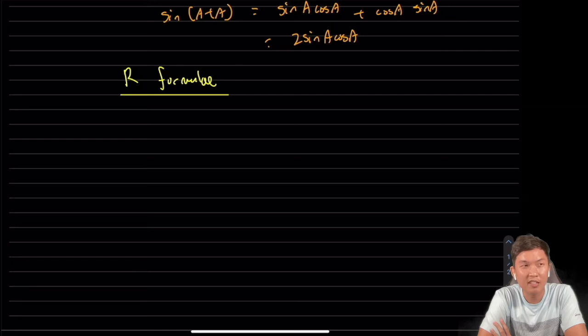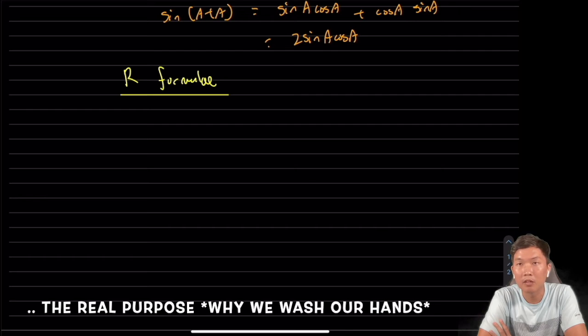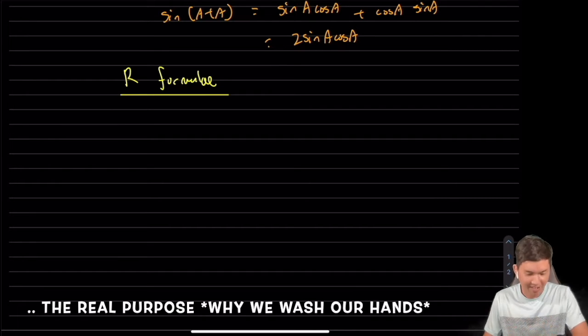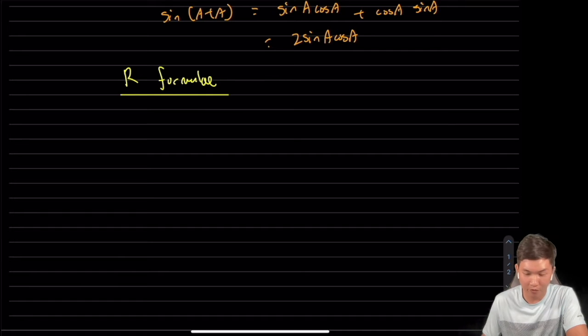It's like saying that washing hands is quite refreshing, but that's not the reason why we do it most of the time. Yeah, it's refreshing, but what we really want to do when we wash our hands is to be hygienic, right? To kill off the bacteria and germs before we eat. That is the real purpose of why we use the R formula. Okay, so the R formula is the reverse of the addition formula.